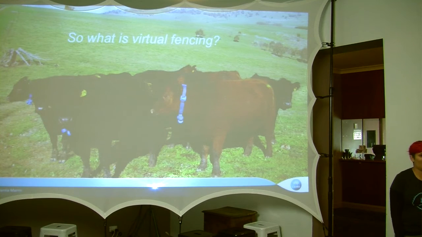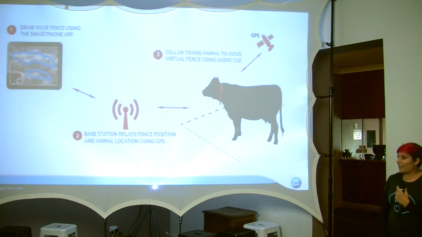So what about virtual fencing? Isn't this meant to be what I'm talking about? So virtual fencing is one of these new types of technologies that farmers can actually use to help improve their farming. And it actually incorporates some of the technology that I've already mentioned. So how does it actually work?